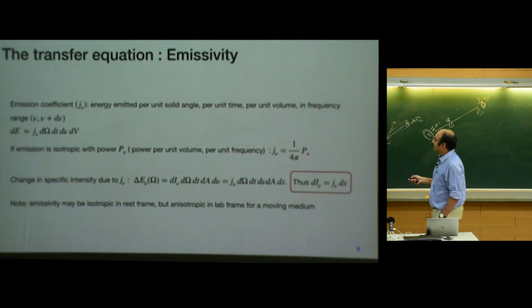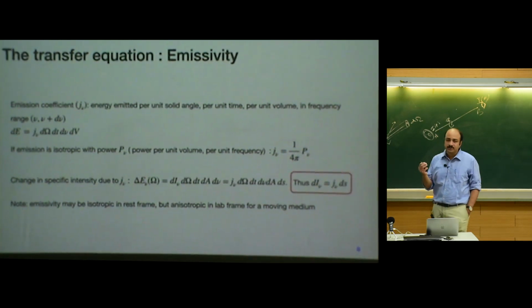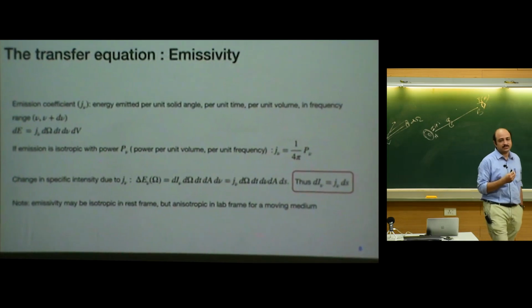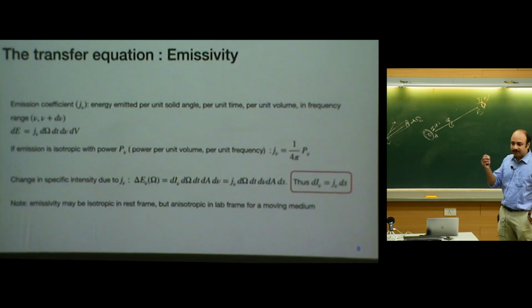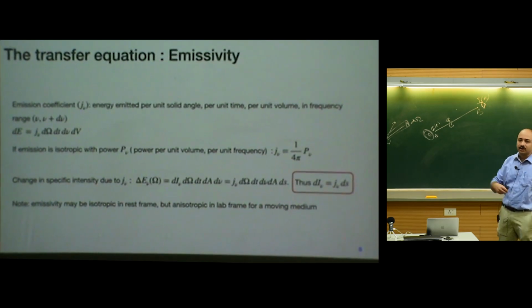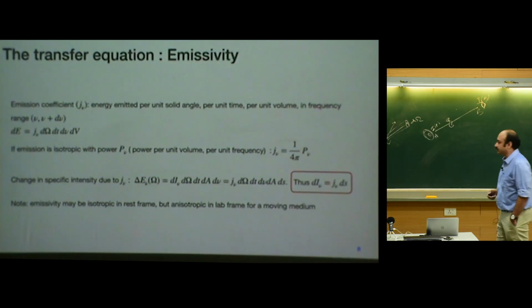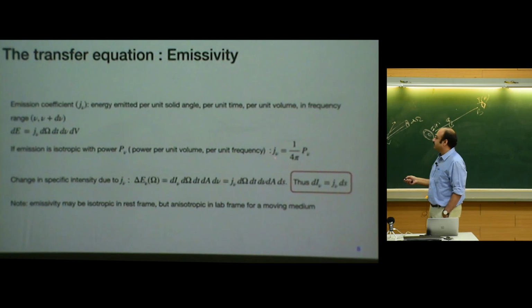Why am I saying this? Because when you actually try to compute different kinds of emission mechanisms, this power is something that you can readily compute by looking at how electrons are moving around and how the charges are radiating. Once you know that power, you can easily get the J nu. Okay? So then, let us try to relate this.